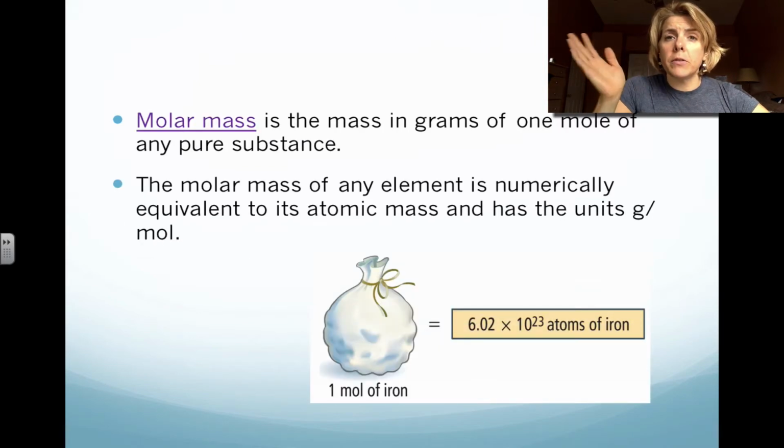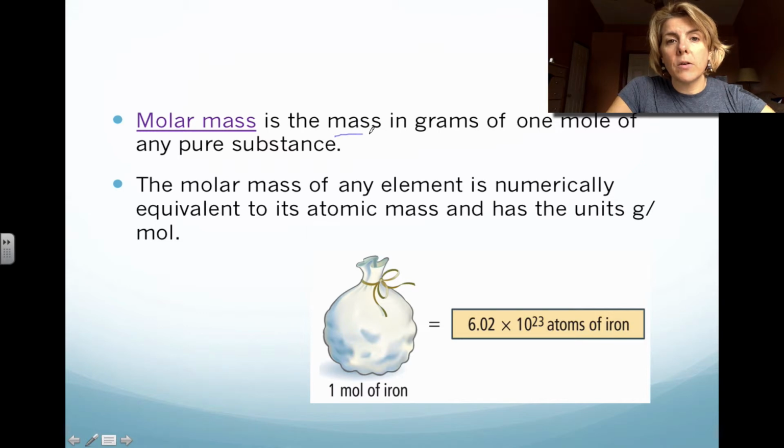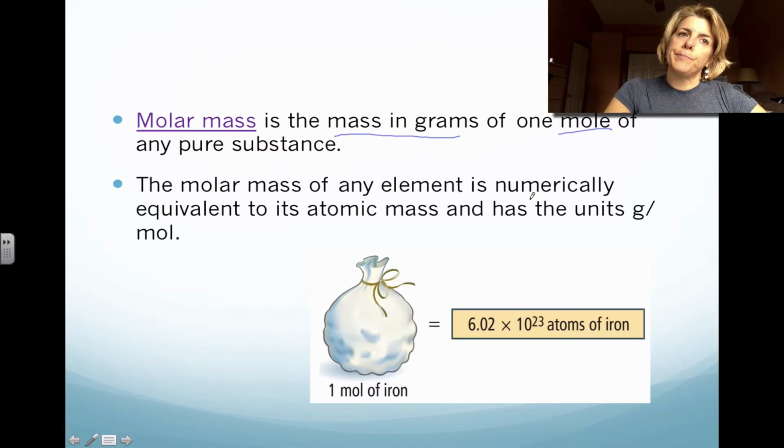Okay, now here's the term that we will use a lot in the future here, molar mass. So molar mass, what does that mean? Well, notice it's the mass in grams of 1 mole of a substance. So if I had, like this picture shows you, 1 mole of iron, it should have 6.02 times 10 to the 23rd atoms. No more, no less.